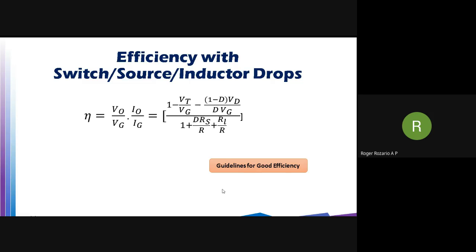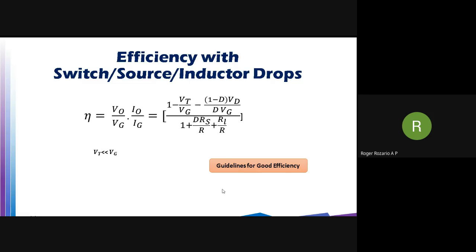You have some components in the numerator and denominator. We need these components to be very low, such that our efficiency is close to unity. So what are the guidelines for good efficiency?